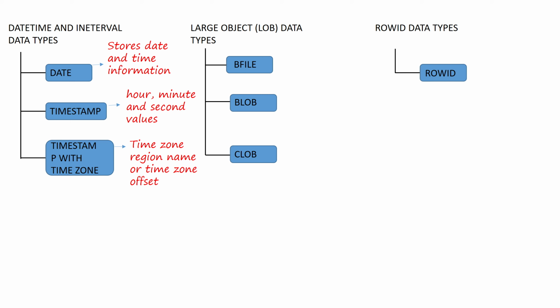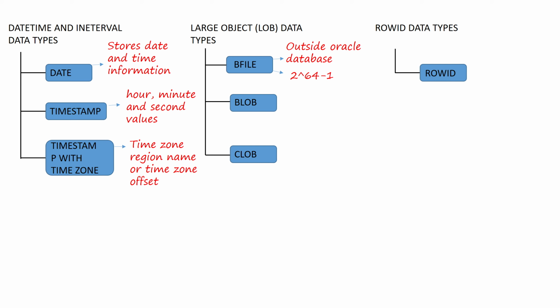The next data types are large object data types. Suppose we want to store characters which are greater than 4000, or greater than the maximum size, then we need to define it as large object data types. The bfile data type is used to store files outside the Oracle database. The maximum size of bfile is 2 to the power of 64 minus 1. Whereas blob and clob are known as binary large objects and character large objects, and both have the same maximum size.